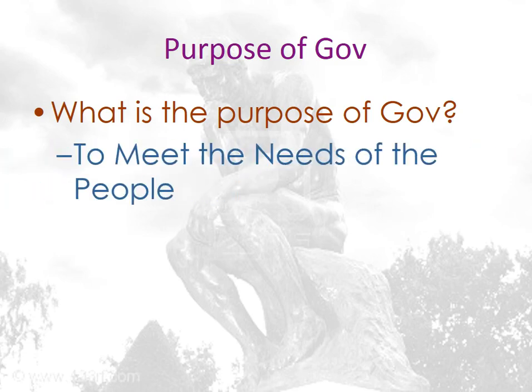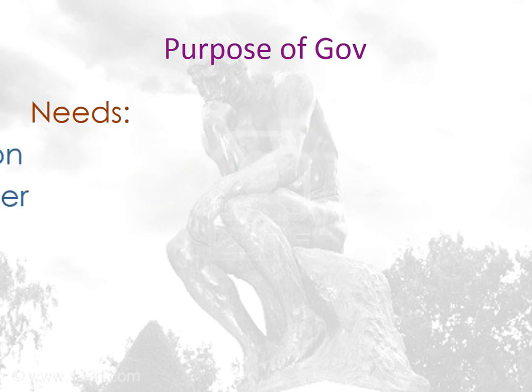And so we talked about how people have needs. They have basic needs: food, clothing, shelter, water, and, most important after all those basic needs, safety and security. And a lot of the safety and security is provided by the government.